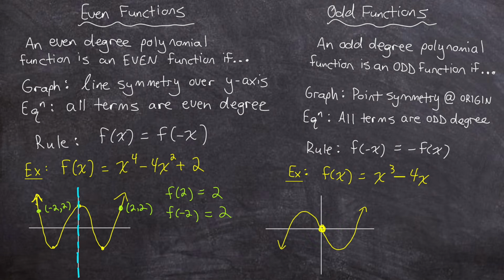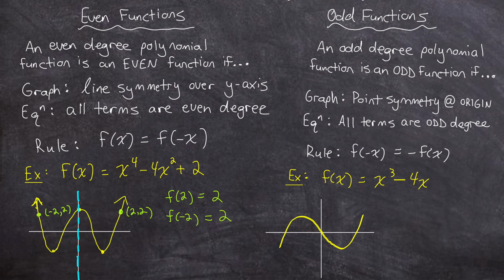And let me try and show you what that looks like. So pay attention, as I rotate this function 180 degrees around the origin, notice that it lines back up with the original function exactly. That's what point symmetry is. And because it's an odd function, I know this rule would hold true. And let me demonstrate that to you.